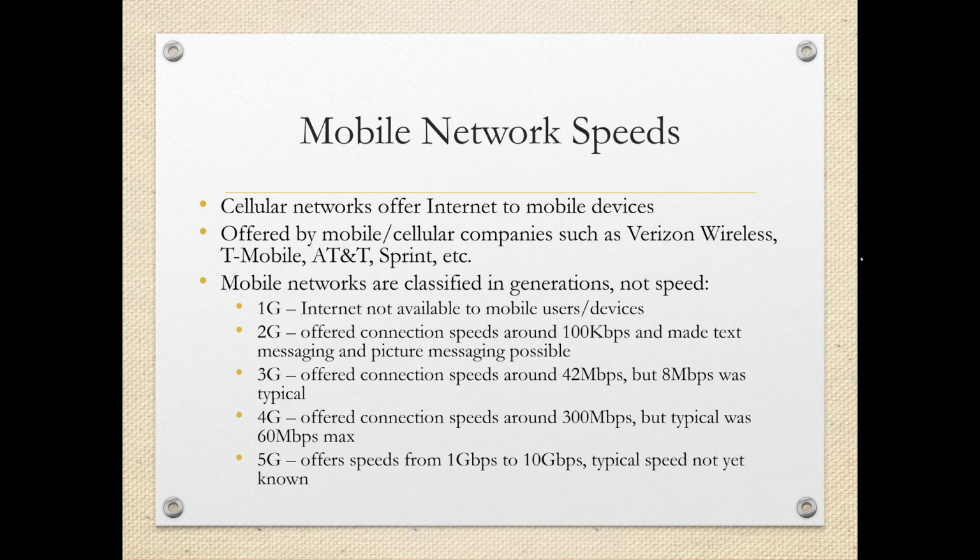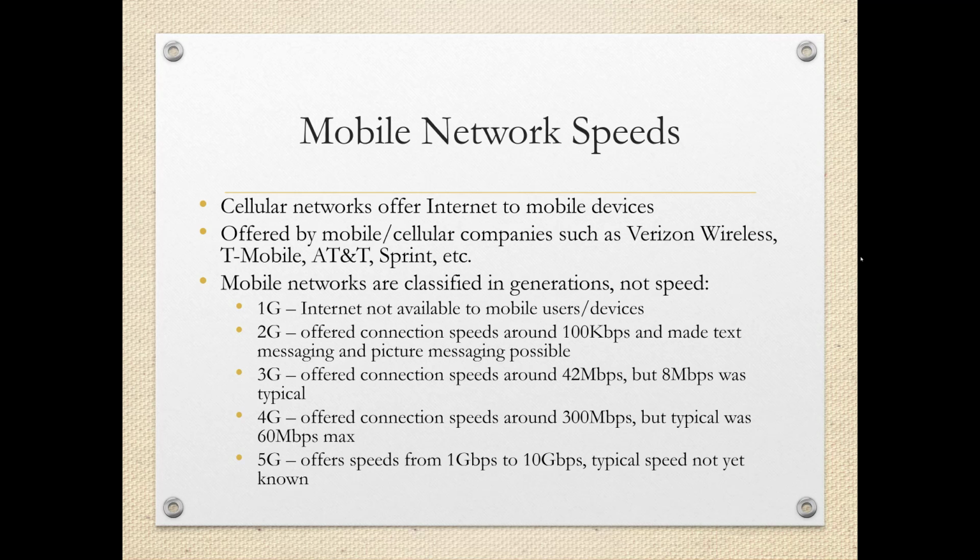Now, mobile network speeds are based off your cellular networks that you used to just make phone calls from your mobile devices, but they also offer internet to mobile devices now as well. That's offered by Verizon, T-Mobile, AT&T, Sprint, and so on, depending on who you have. But those four companies are the main ones that own the backbone of most cellular networks, and some of the little guys lease it from them.